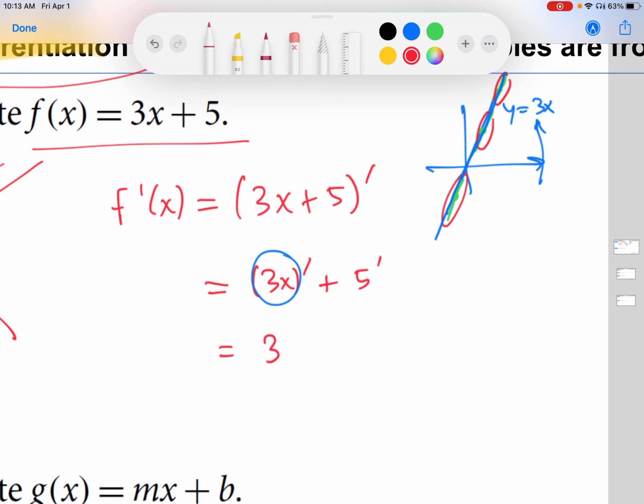Isn't that nice? We didn't have to do any limit definition of the derivative calculations or any of that. We just used the geometric interpretation of the derivative. Great. Let's do it again.